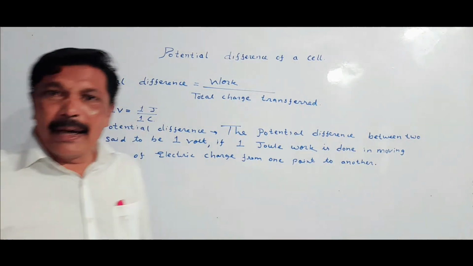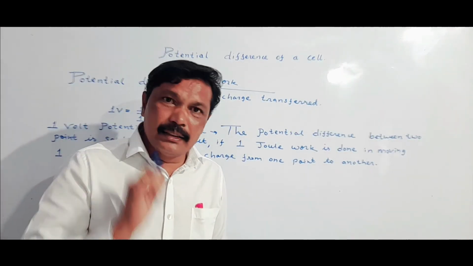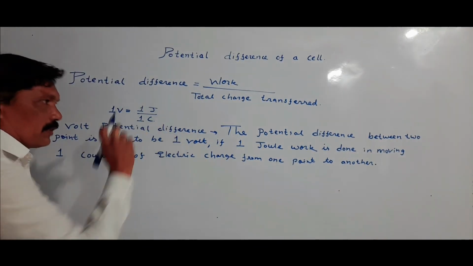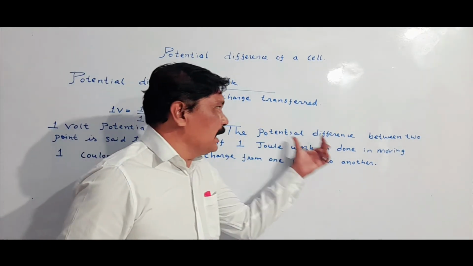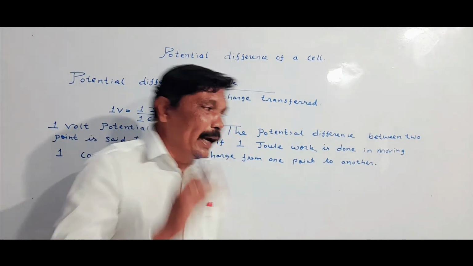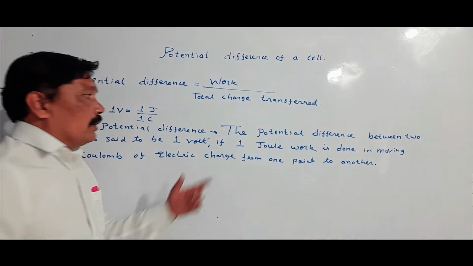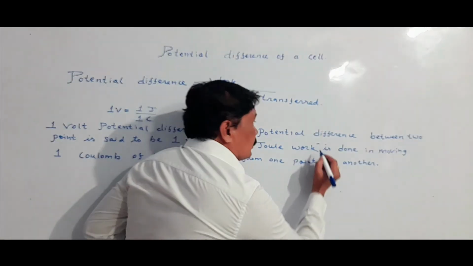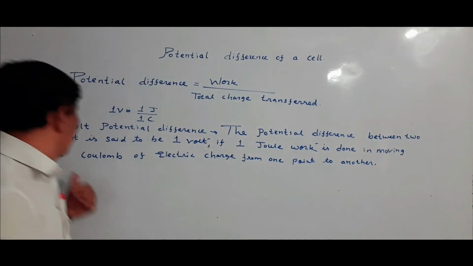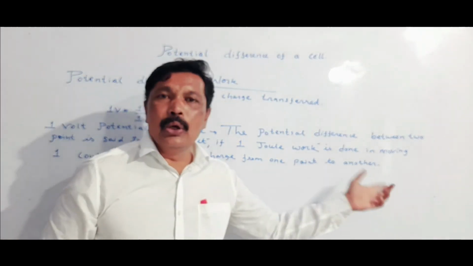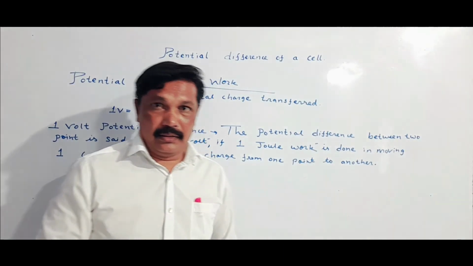From this formula, my dear student, we can understand what is 1 volt potential difference. The potential difference between 2 points is said to be 1 volt if 1 joule work is done in moving 1 coulomb of electric charge from one point to another point.